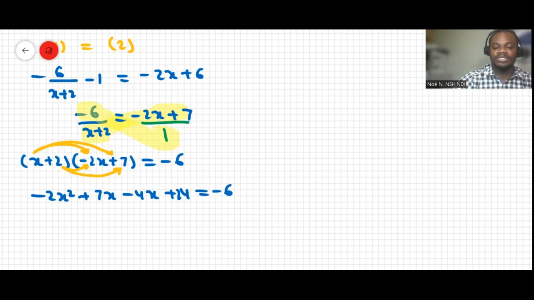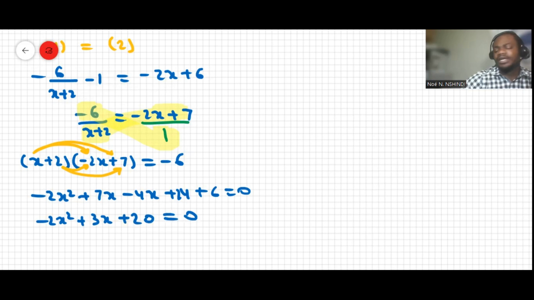So now let's just move the 6 over. That makes plus 6 equals 0. Now this makes negative 2x squared. 7x minus 4x makes positive 3x, and then 14 plus 6 makes plus 20 equals 0.